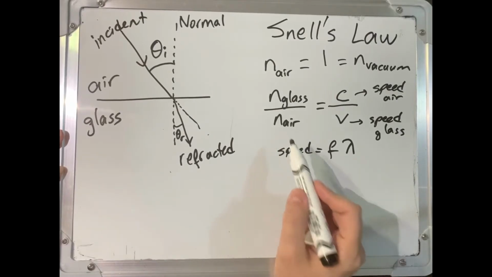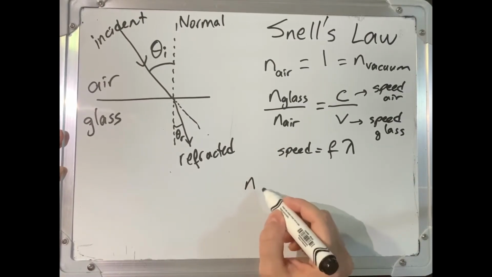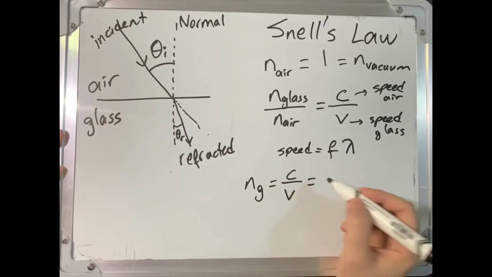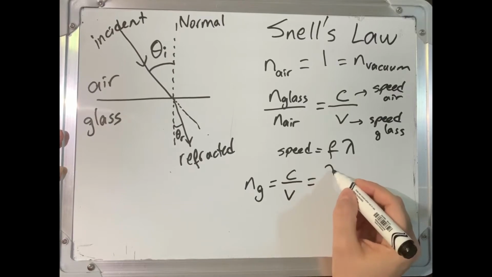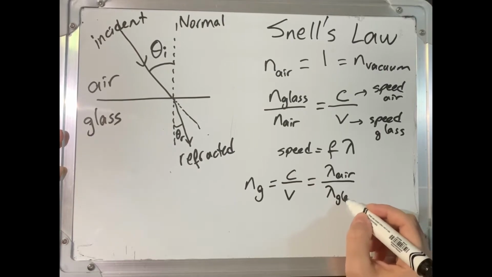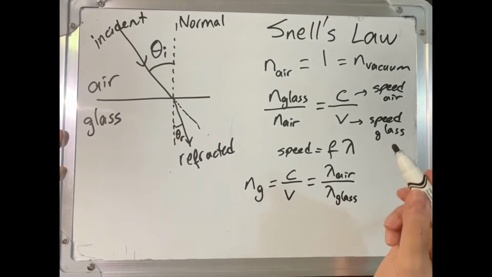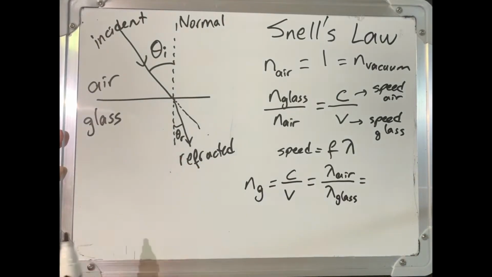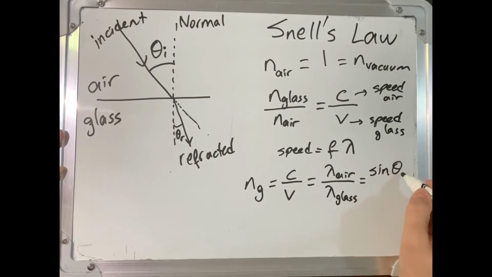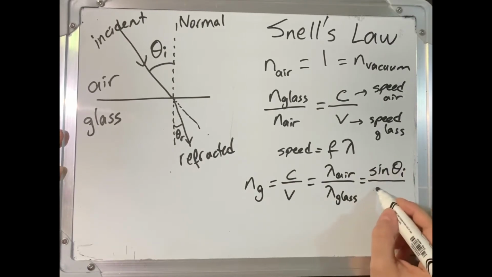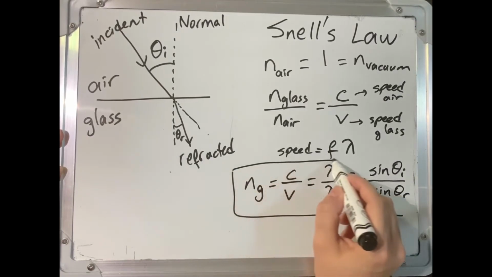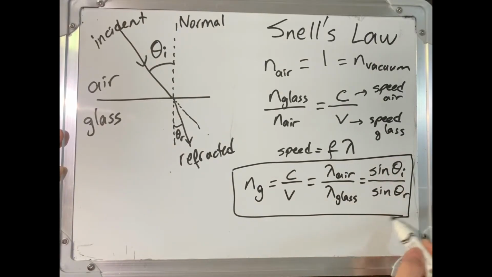Since n air is equal to 1, I'm just going to write this as n of glass, c divided by v, and I'm going to put the wavelength in air to the wavelength in glass here. And Snell's law is complete when you relate the angles to this ratio, but not the angles directly, the sine of the angle in air divided by the sine of the angle in the next medium. So that summarizes Snell's law.